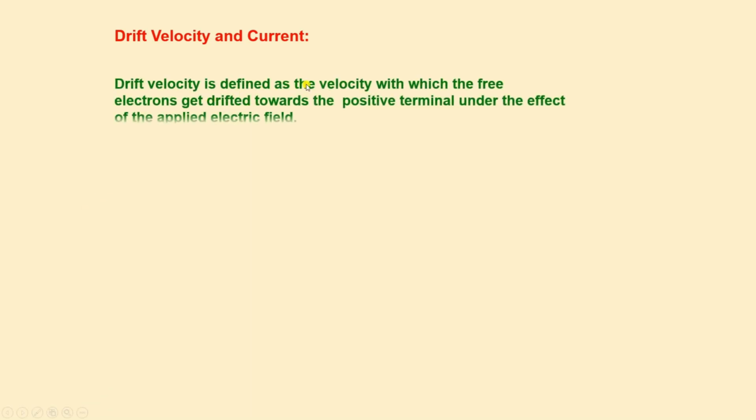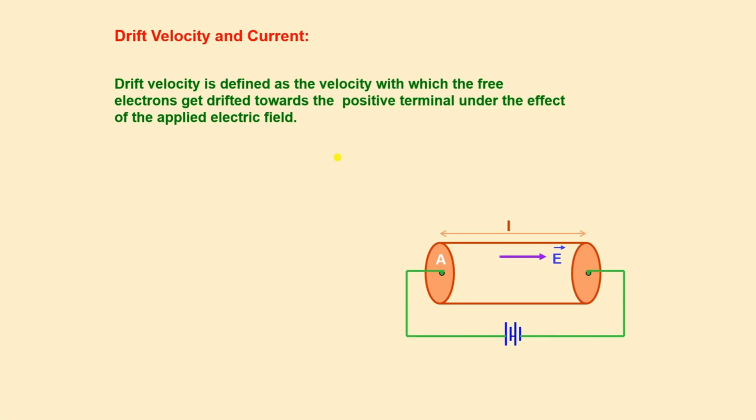Drift velocity and current. Drift velocity is defined as the velocity with which free electrons get drifted toward the positive terminal under the effect of the applied electric field. We have taken the conductor, we apply the external battery, an electric field is set up, then the electrons drift from the negative terminal toward the positive terminal under the effect of the applied battery.